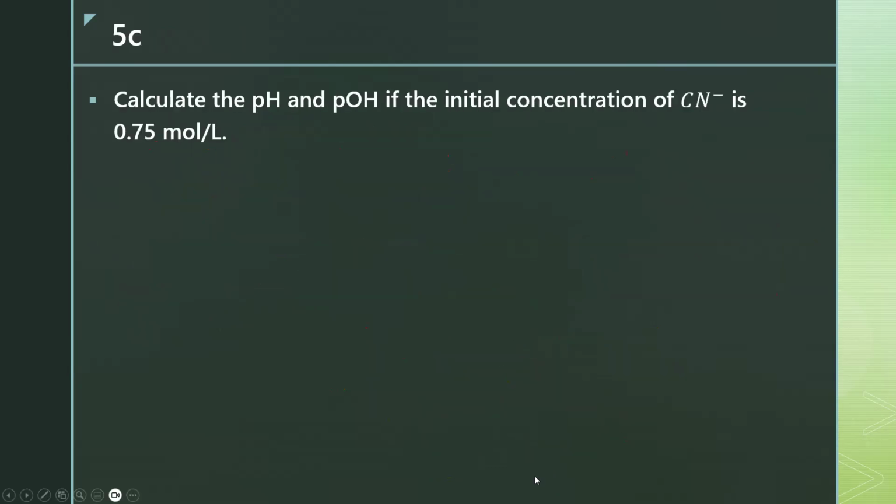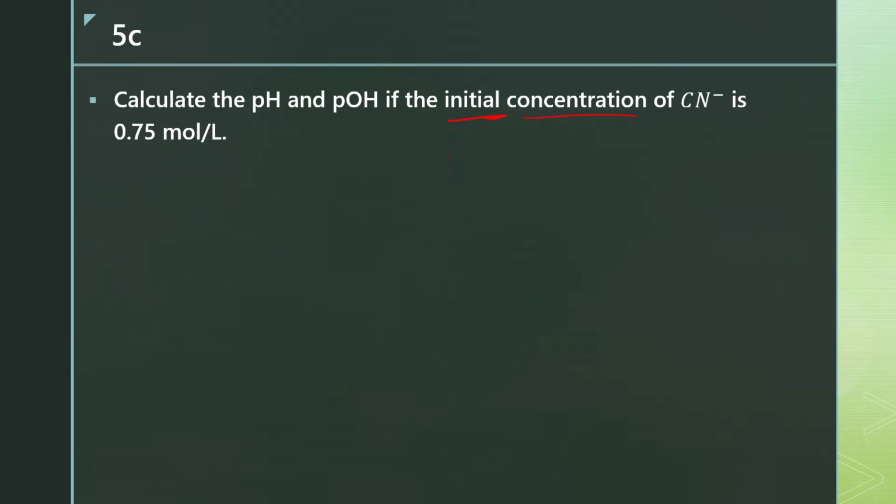So question 5C, this is the last question of the day, thank goodness. Calculate the pH and pOH if the initial concentration of CN negative is 0.75 mole per liter. Before you pause the video here, here's a massive hint. It's an initial concentration. What kind of thing are we going to do to set this up? Pause the video here, give it a try.